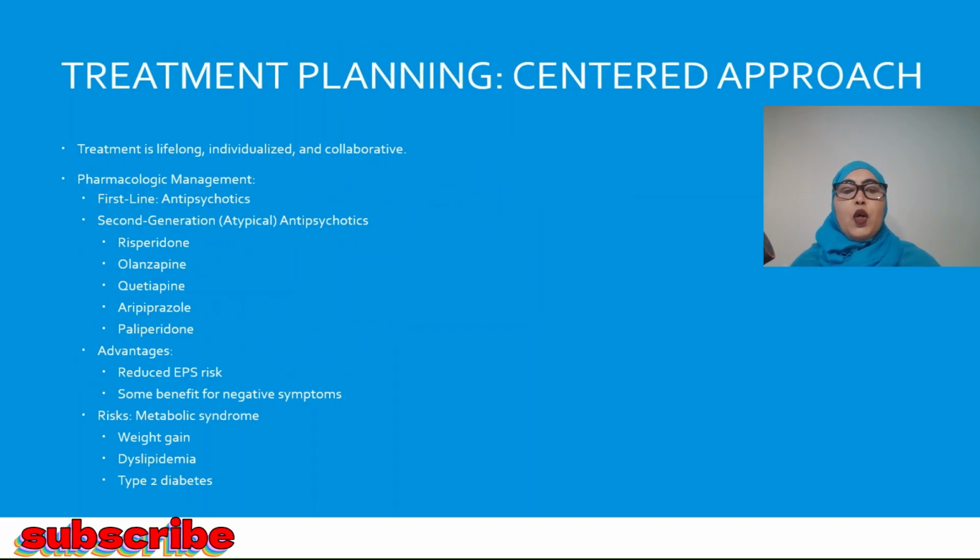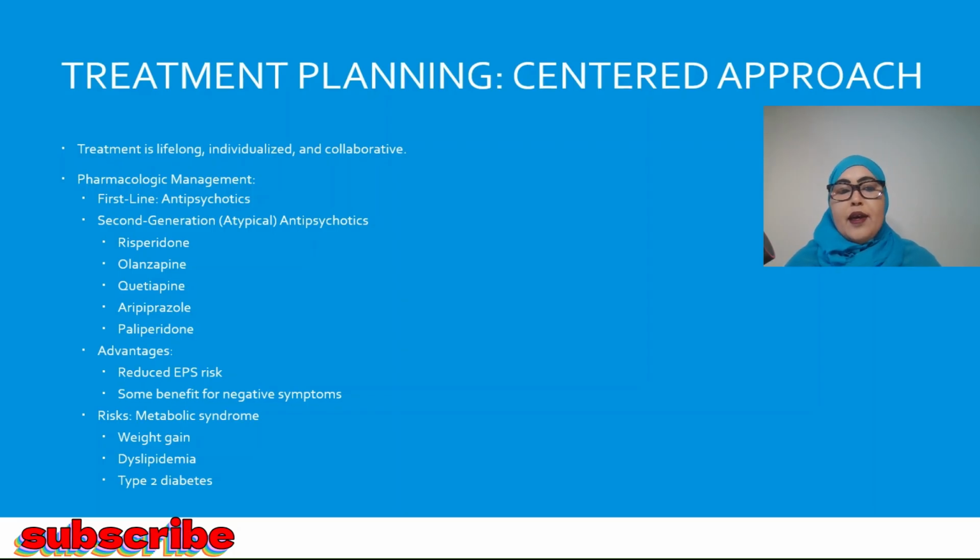Pharmacology management includes pharmacology management and therapy management. For pharmacology, the first line of treatment is antipsychotic medication. Second-generation atypical antipsychotic medications are the first line of treatment. They include Risperdal, olanzapine, Seroquel, aripiprazole, and risperidone. The advantage is they have reduced EPS risks. Second generation has less EPS risk than the first generation.